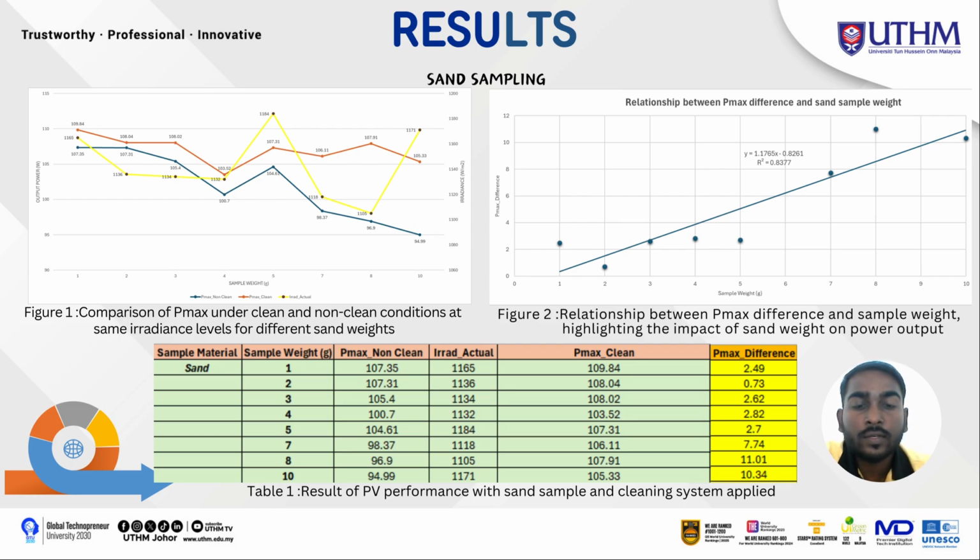In figure 2, the graph shows a clear linear trend where the Pmax difference increases as the sample weight increases. The trend line equation y equals 1.1765x minus 0.8261 indicates that for every additional 1 gram of sand, the Pmax difference between the clean and non-clean panel increases by approximately 1.1765 watt on average.